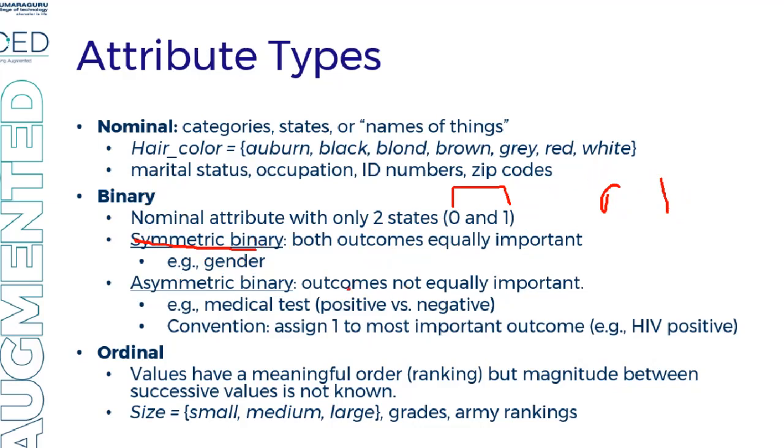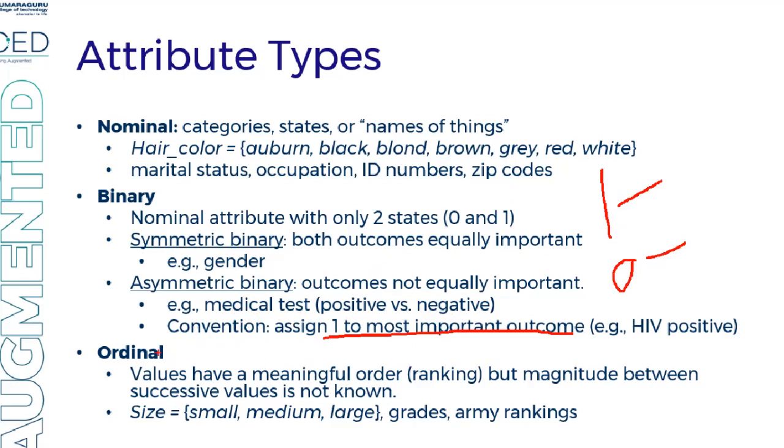Asymmetric binary means outcomes are not equally important. For example, in a medical test for sugar, a positive result is highly significant, while negative means normal. If a patient is positive, for example for cancer, the person should be treated well. So positives have higher significance than negatives. This is known as asymmetric binary. Assign 1 to the most important outcome and 0 to the less important outcome.